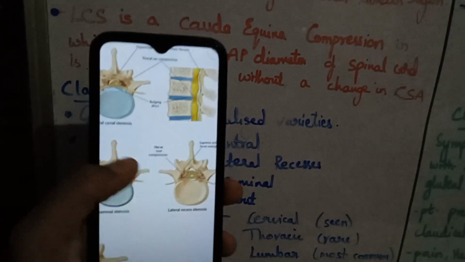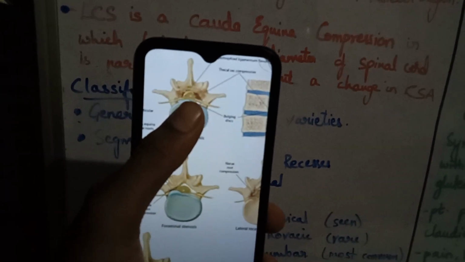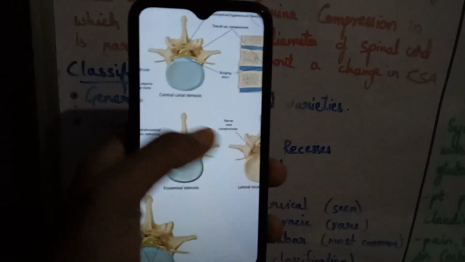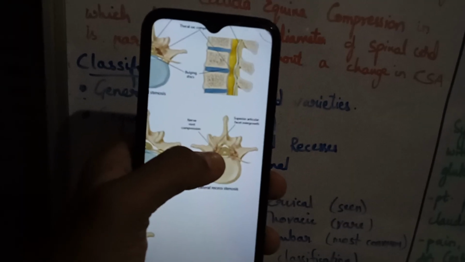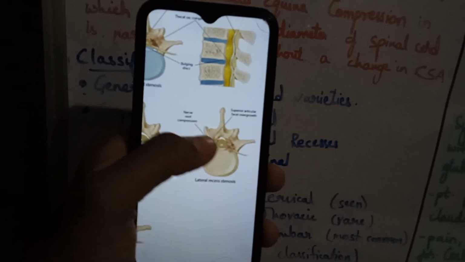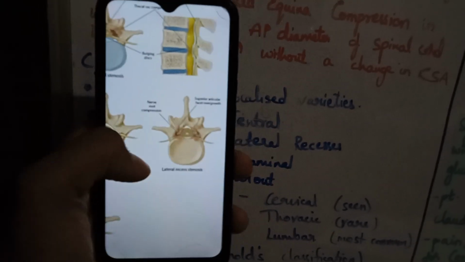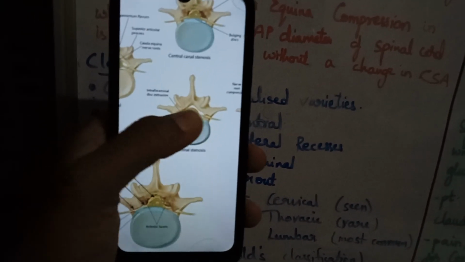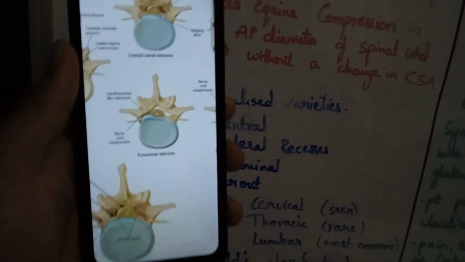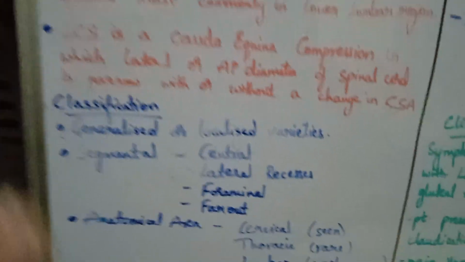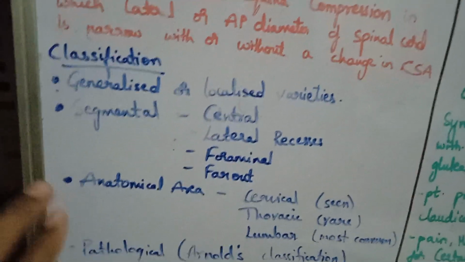So here we saw different types, right? What is the first one? Central canal stenosis, where the spinal canal is becoming narrowed centrally. The second one is lateral recess stenosis, where the spinal canal is becoming narrower on the lateral sides. Next one is foraminal, where the foramen is becoming narrower. And what is far out? Far out is outside the canal. So this is about segmental lumbar canal stenosis.